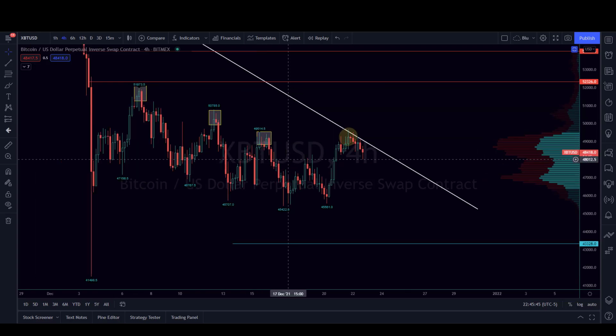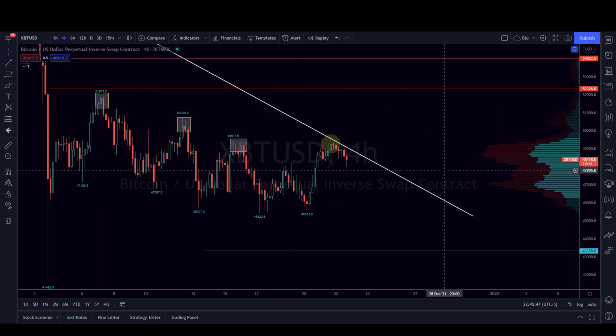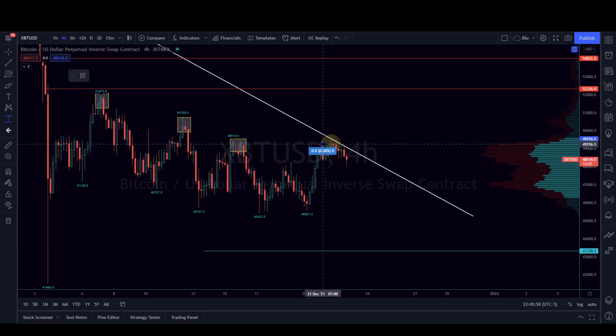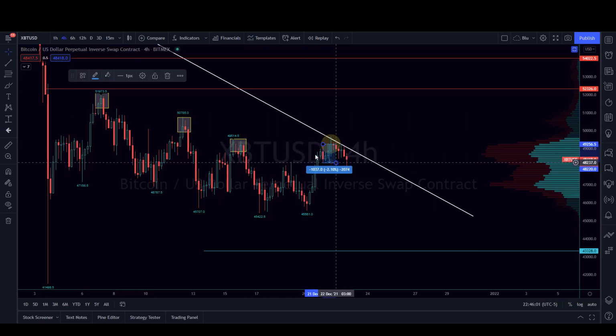So the key with learning price action is knowing when to be a conformist and when not to be a conformist. You don't buy here, okay? I ended up not taking the short, even though it would have made for a pretty decent move, right? At least a couple percent.